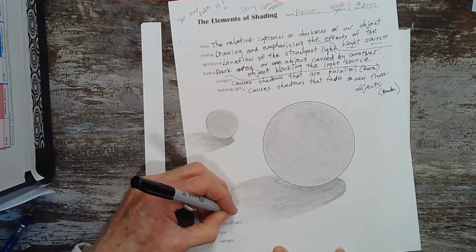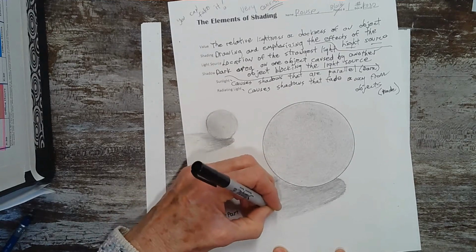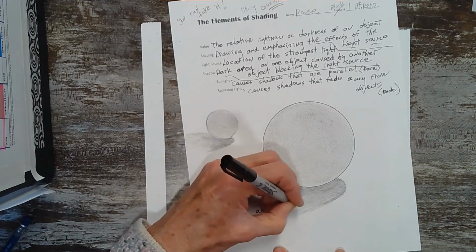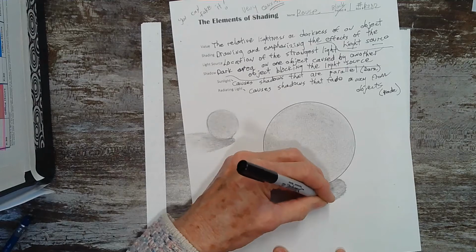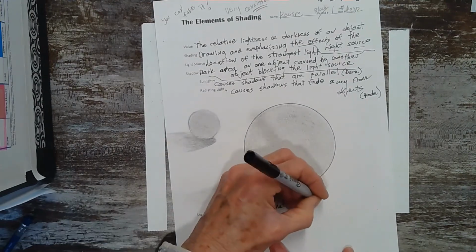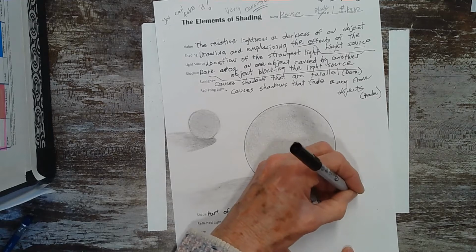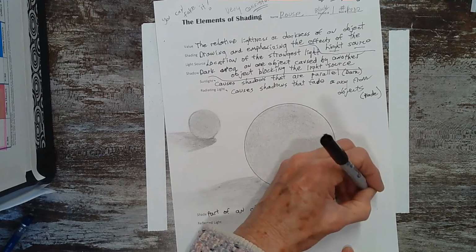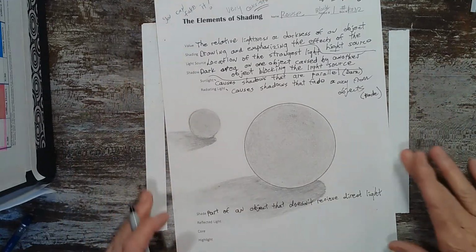Shade: part of an object that doesn't receive direct light. Now, if I get ahead of you on the video, just stop it, catch up, and then continue the video.